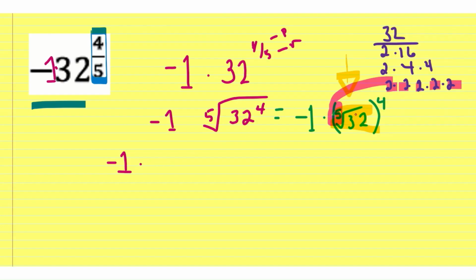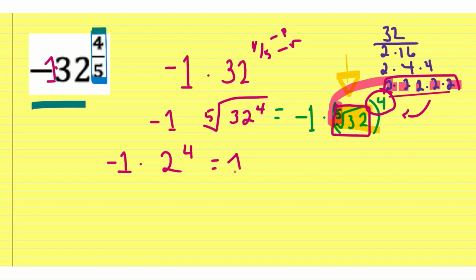times the fifth root of 32. Fifth root of 32, there's 5 of them, so 2 comes out to represent 32. So it's going to be 2. I used up all of my factors, so the radical disappears, but then I'm going to raise it to the fourth power. Now I'm going to raise it to the fourth power, which is much easier, right?